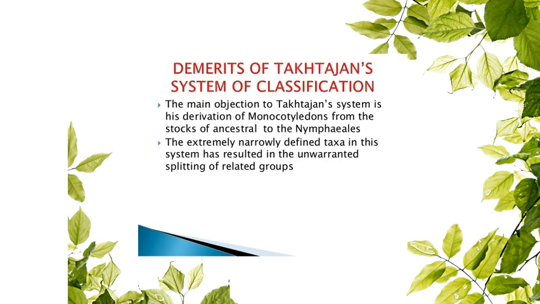So these are the demerits of Takhtajan's system. First of all, the main objection to the Takhtajan system is his derivation of monocotyledons from the stock ancestral to the Nymphaeales. This is the main drawback of this classification. The extremely narrowly defined taxa in this system have resulted in the unwarranted splitting of related groups. It means that very restricted criteria are used for defining taxa in this system, which causes unwanted splitting of related groups.